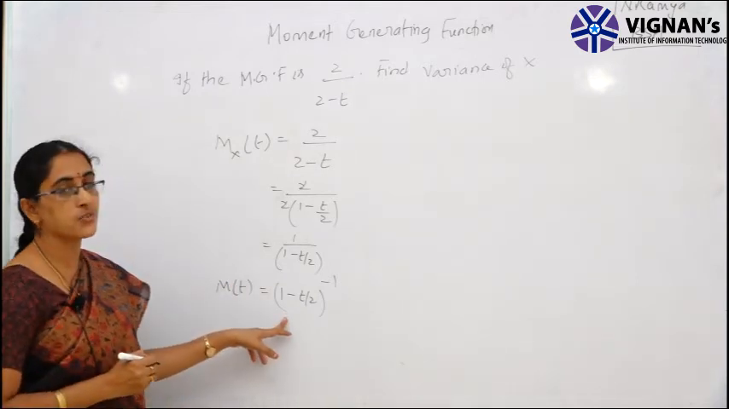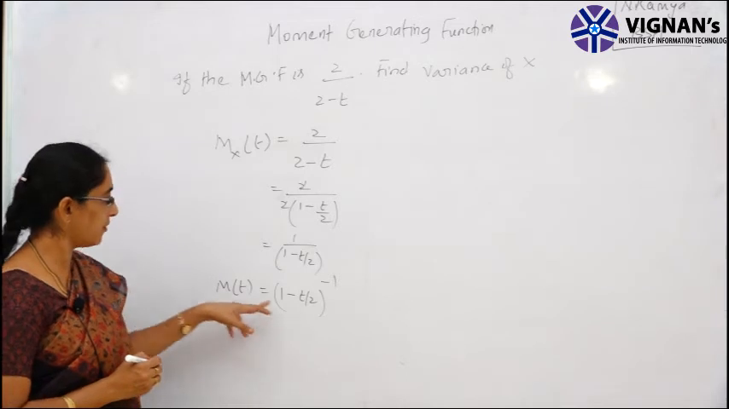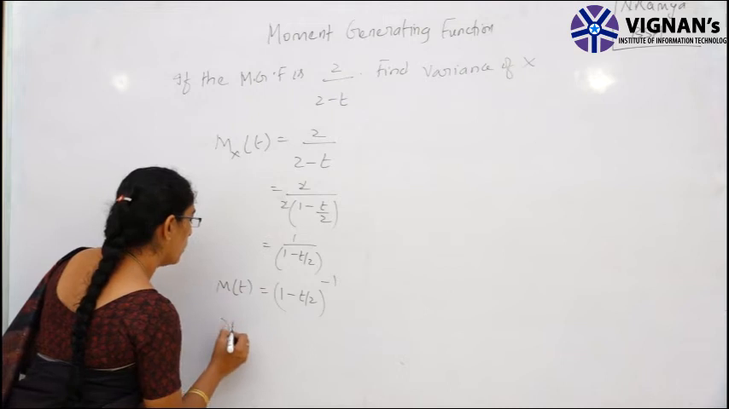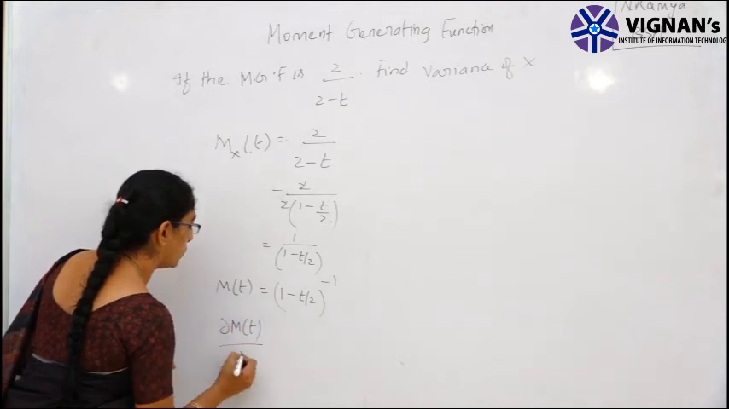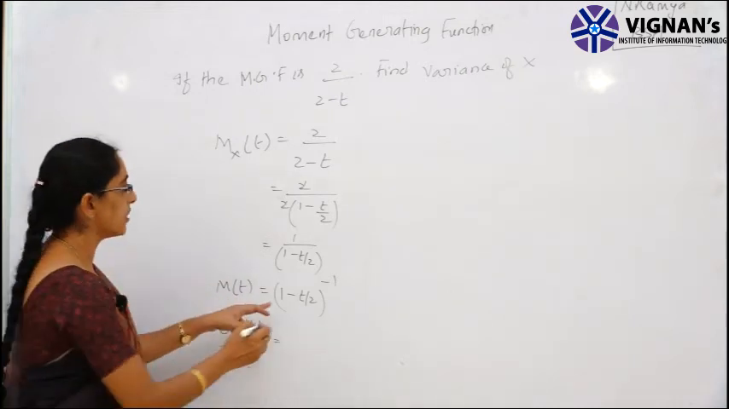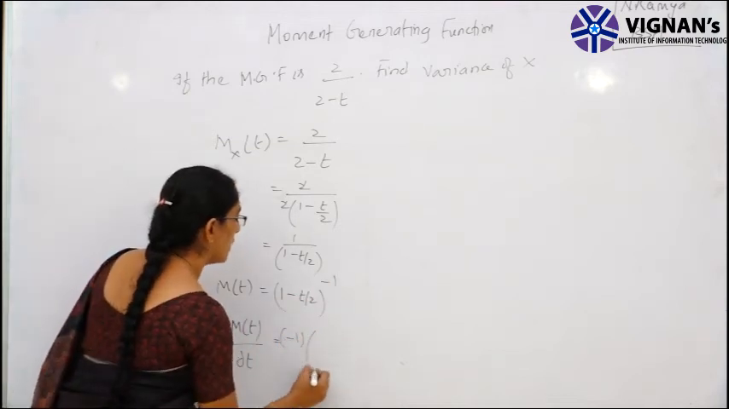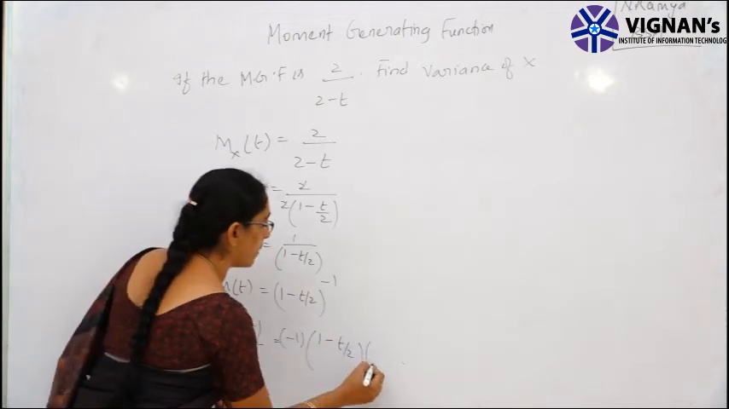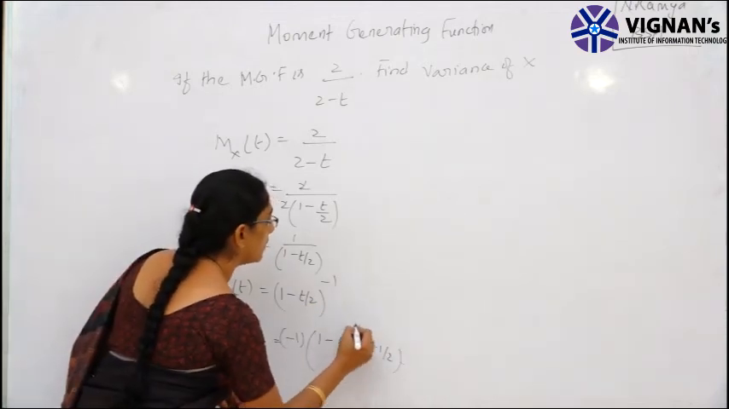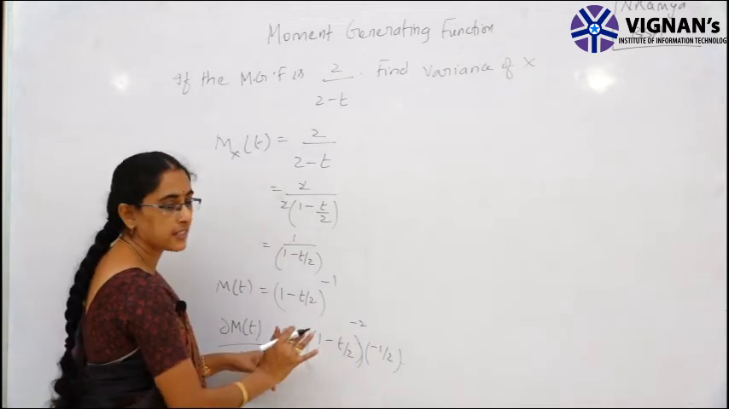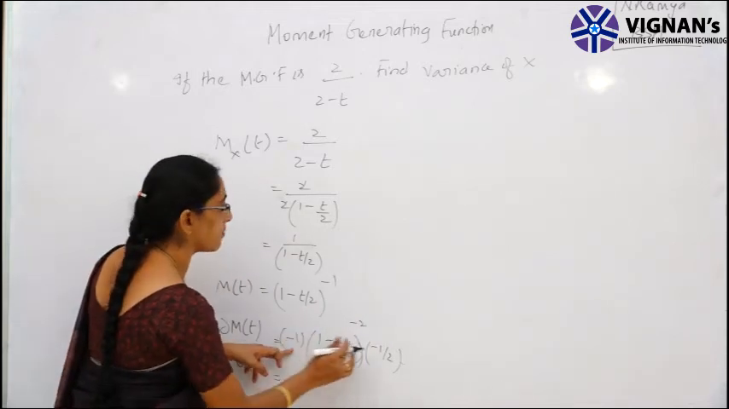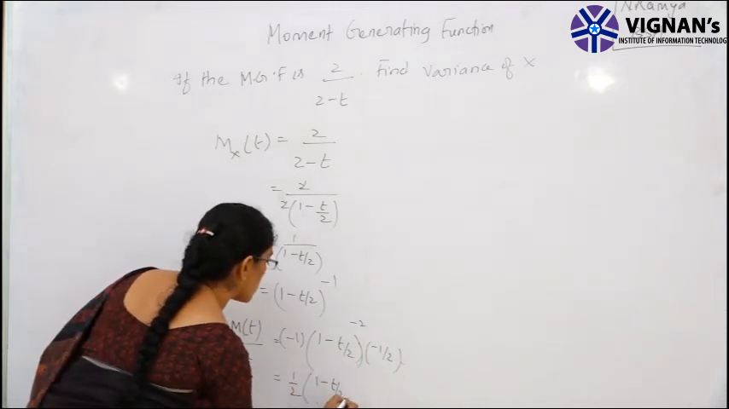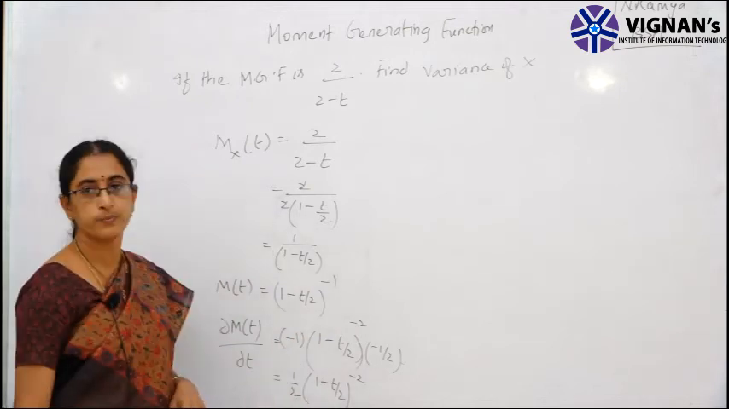Now, for this we have to find the variance. Differentiate this moment generating function with respect to t partially. So, dou m of t by dou t. Differentiation of this is minus 1 into 1 minus t by 2, inner derivative of t by 2 is minus 1 by 2, and here the power is minus 2. So if you simplify this, minus 1 into minus 1 by 2 is 1 by 2 into 1 minus t by 2 whole power minus 2, right.